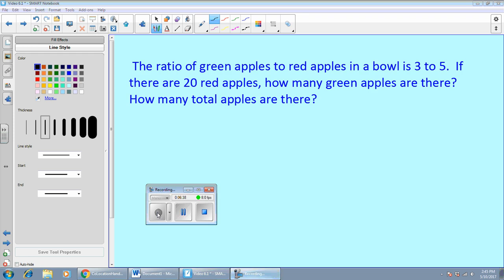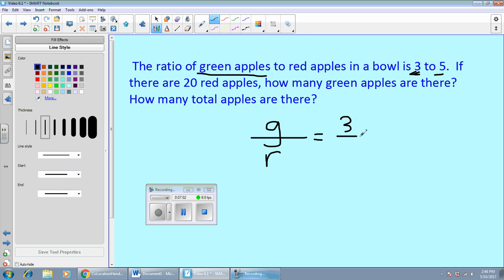Okay, we're going to look at this first question together, and you're going to do the next question on your own. The ratio of green apples to red apples in a bowl is 3 to 5. So when they say green apples first, the first number is associated with green. So if we're comparing green to red, and I like to write it as a fraction, green will be 3 because that was the number said first, and red, which is the color said second, we use the second number of 5. So green to red is 3 to 5.